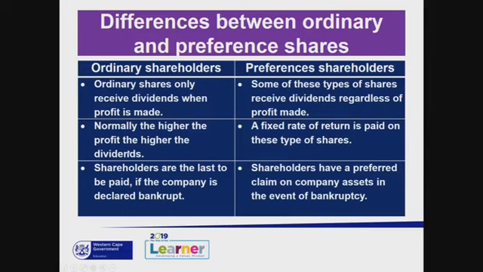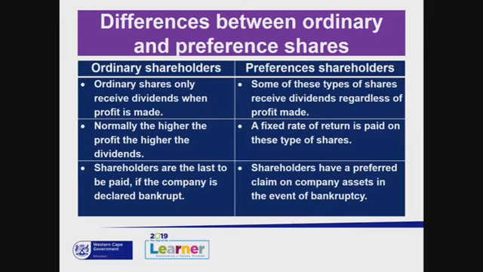Number 2, they're looking at return on investment. What is the difference? Normally, the higher the profit for ordinary shareholders, the higher the dividends. For preference shareholders, a fixed rate of return is paid on these types of shares. So no matter what, they get the same dividend because it is fixed. Instead of saying no matter what, we can say irrespective of how much profit is made, they will still get a dividend if they are a preferential shareholder.